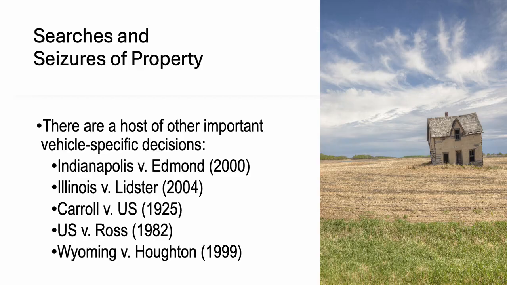Now, when you think of search and seizure of property, again, there's a myriad of different cases. And again, I could go on in all of these, and I'm going to do a little bit, but I'm not going to do all of them. But I do hope that you take a look at them. Some of the ones specifically related to vehicles that I think are important, and I'm going to do the first one, which is, let's see, Indianapolis versus Edmond. And again, I think that's really an important aspect.